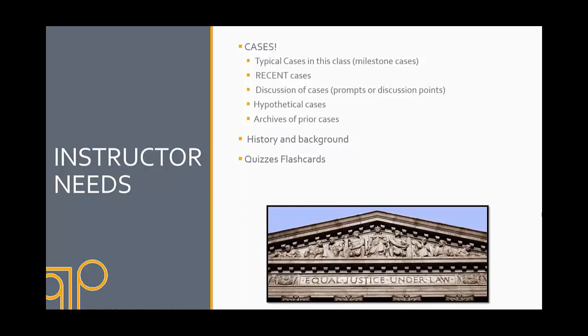In addition to that, they want history and background. So, what was going on in the 1960s when all of these really landmark Supreme Court cases were happening when it comes to desegregation. And then, like we said, reading is a really important component of this course, and instructors need to make sure that their students are reading and comprehending everything in the book. So quizzing and flashcards are types of resources that they will ask for.